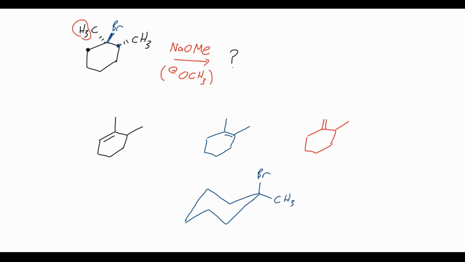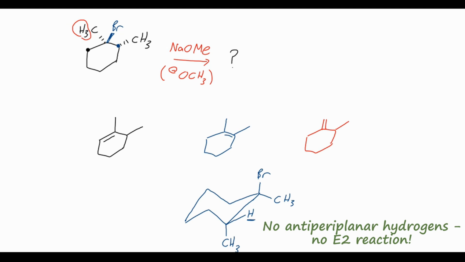Then the methyl group on that same carbon will be pointing down, so in the equatorial position. And then the adjacent methyl group also has to be pointing down because it is cis to the other methyl group. So it will be in the axial position, which means that we have the hydrogen on that carbon in the equatorial position. So this hydrogen here is not antiperiplanar to the bromine leaving group, which means that we can actually not form this blue product here, because this molecule has no access to an antiperiplanar hydrogen in order to form that double bond.